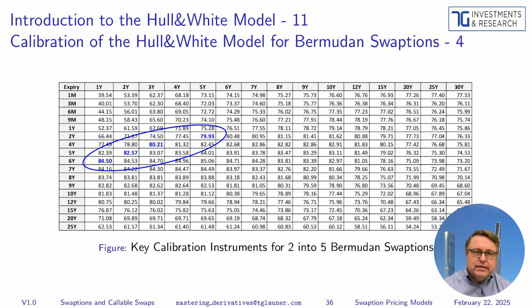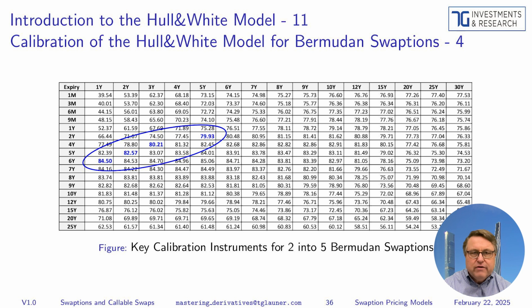This table highlights key calibration instruments used for a 2 into 5 Bermudan swaption, focusing on the at-the-money swaption volatilities. As before, the vertical is the time to expiry, and the horizontal are the swap tenors. The calibration process relies on specific volatility to ensure that the model reprices the most relevant European swaptions consistently. These volatilities represent the market consensus of the price of the relevant European swaptions.